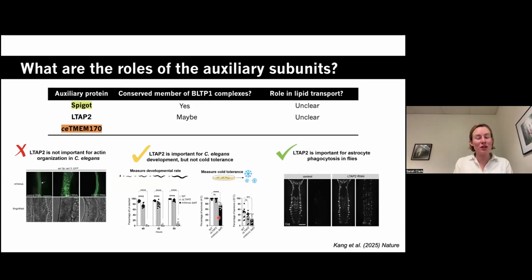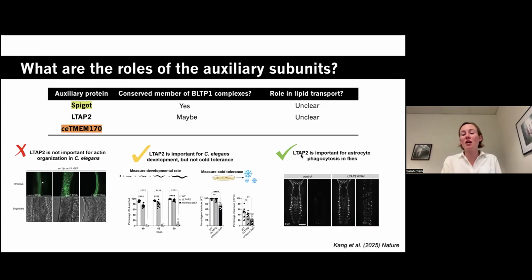LTAP2 is a bit more of a mystery. So we did a similar set of experiments where we knocked down LTAP2 and looked at actin organization, and then looked at other features of C. elegans development and cold tolerance, both of which are dependent on lipid transfer. And we saw it's not important for actin organization at all. Knock down LTAP2, and actin looks just fine. But the developmental rate in C. elegans is a little bit impaired when you knock down LTAP2, but the cold tolerance of the worms is completely fine. So it's kind of unclear here.